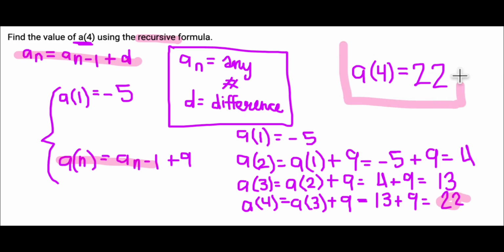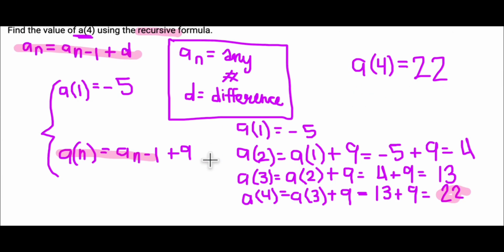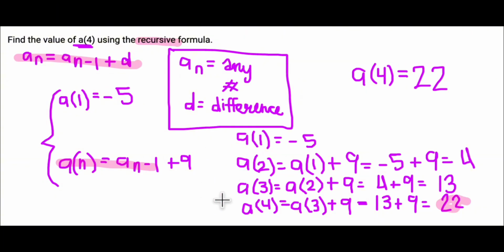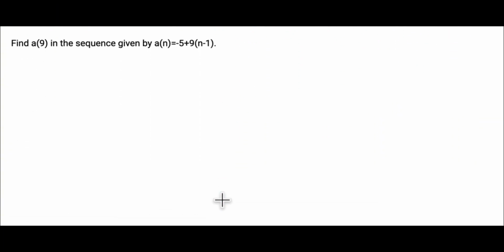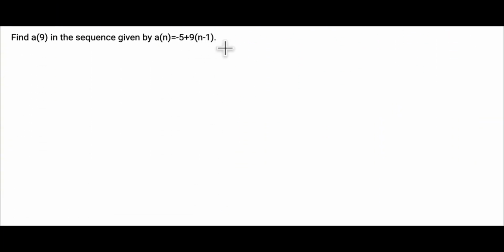Now, this formula seems as though there's so much work to do. So now I'm going to introduce you to another formula. So the question is to find a9 in the sequence given. This is going to be called our explicit formula. And I'm going to write it out.